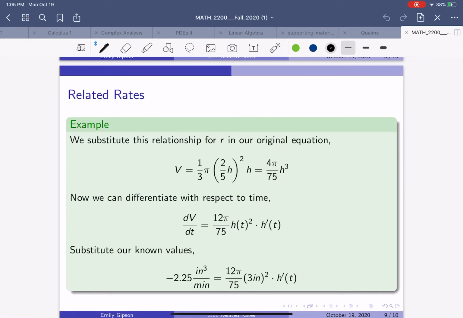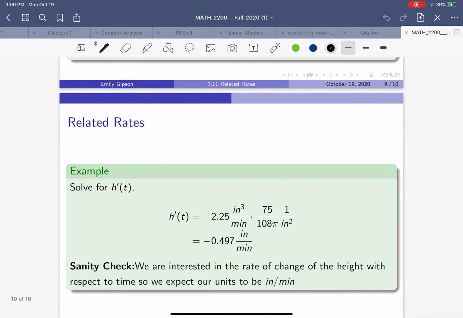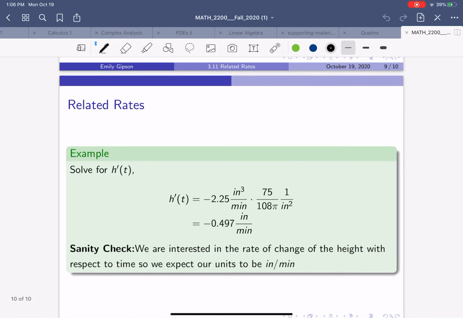Now we can differentiate with respect to time. So we get dV/dt equals 12 pi over 75 h of t squared times h prime of t. And we can substitute in our known values. So we know that coffee is draining out, so we better have a negative sign. So we have negative 2.25 inches cubed per minute equals 12 pi over 75, 3 inches squared times h prime of t. And we're searching for h prime of t, so our next step is going to be to solve. h prime of t is negative 0.497 inches per minute.